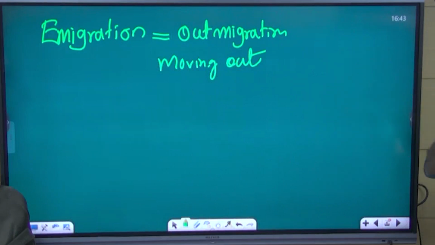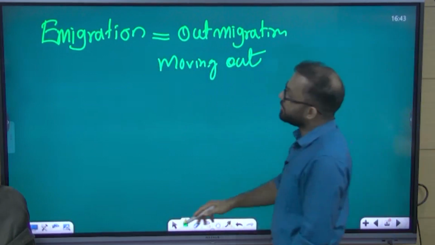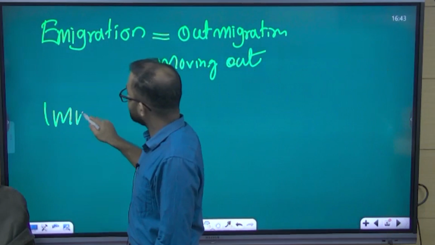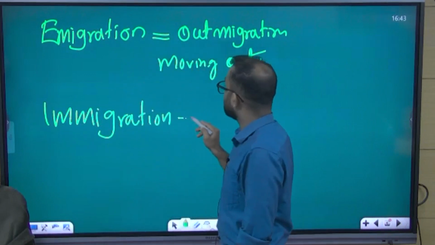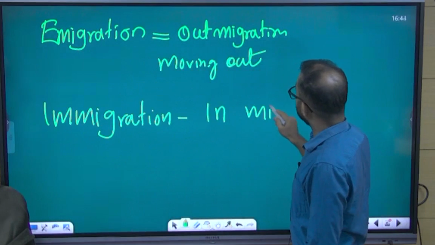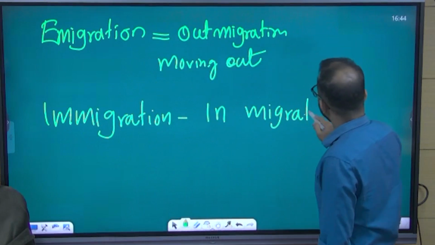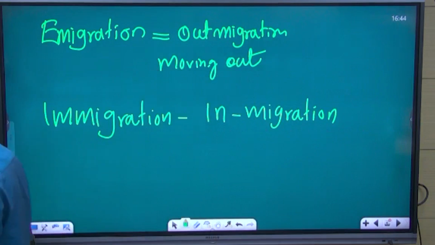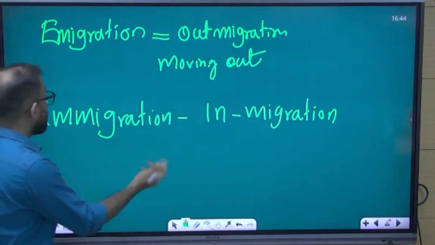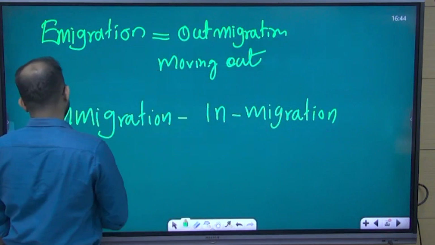In a similar way, there is immigration also. Immigration, incoming, that is IMM. Immigration means in migration. Emigration means out migration. Immigration means in migration.